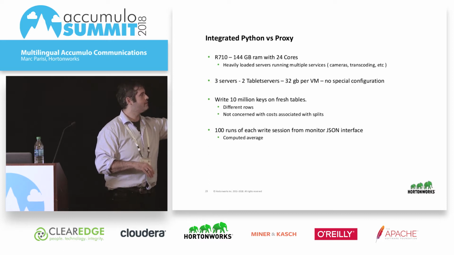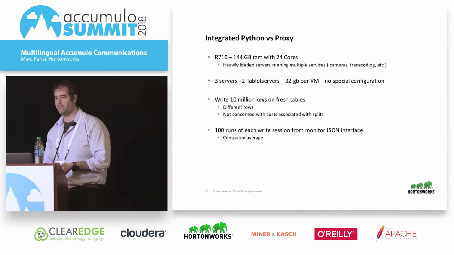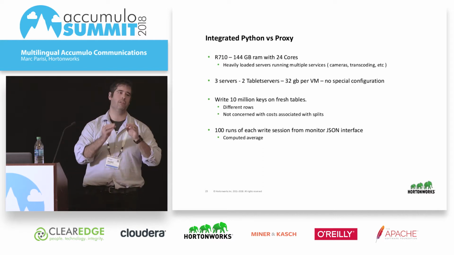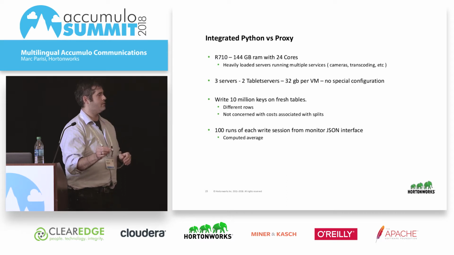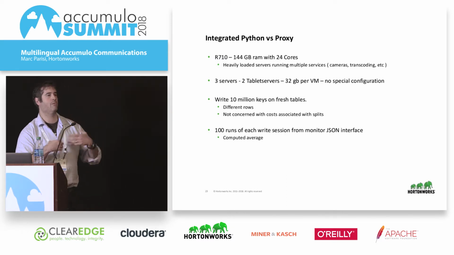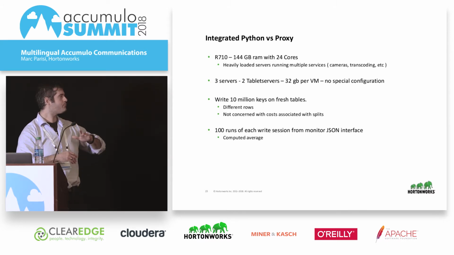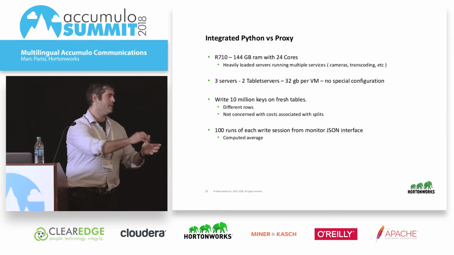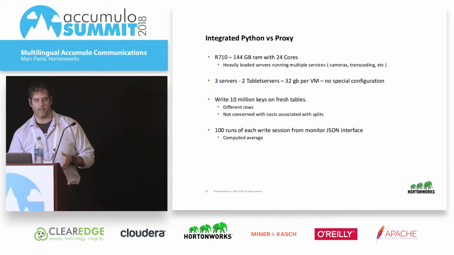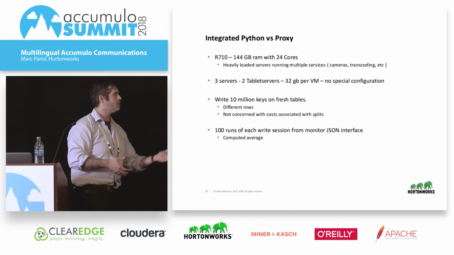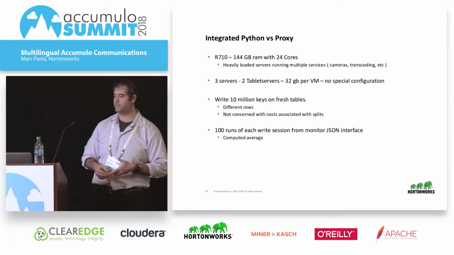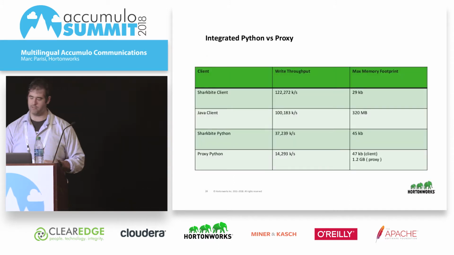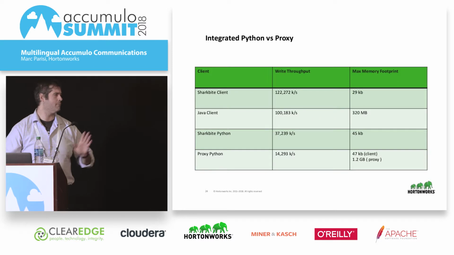3 servers, 2 tablet servers, 32 gigabyte VMs, no special configurations. This is a very, very important point that will make itself known in a few slides if I remember. The goal here was to write 10 million keys on a fresh table. Why? Because we don't want any type of splitting or compaction issues to be different amongst the runs. So we drop the data. And we're not concerned with costs associated with splits because we're just testing raw throughput. Computed the average, and I failed all of my math classes, so I can't promise I did it correctly.